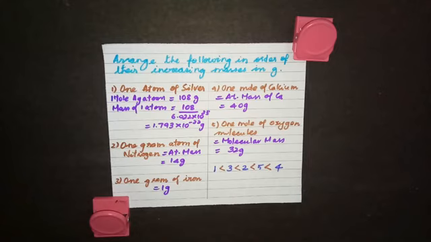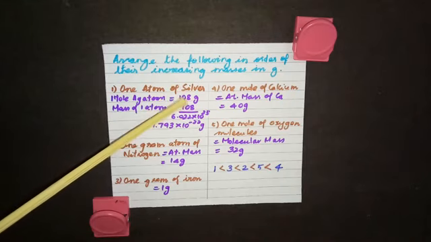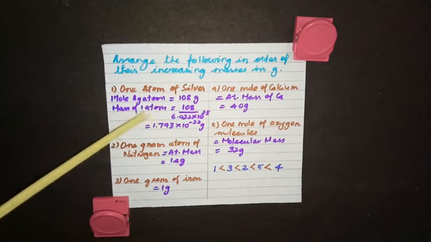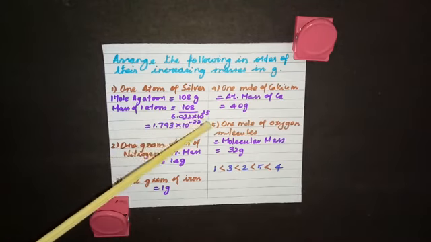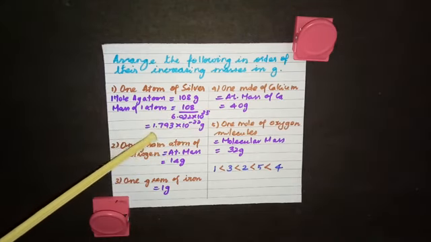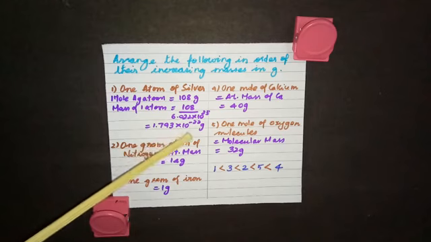Mass of 1 atom is equal to atomic mass divided by Avogadro's number. What is the atomic mass of silver? It is 108. So mass of 1 atom of silver is equal to atomic mass by Avogadro's number. So 108 divided by 6.022 into 10 to the power 23. So that gives you the value of 1.793 into 10 to the power minus 22 gram. This is a very small value.